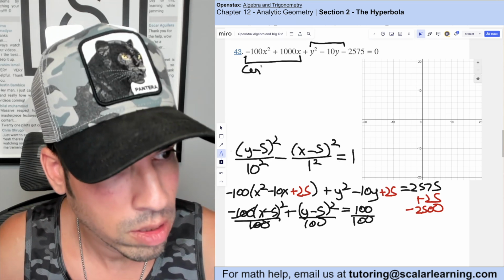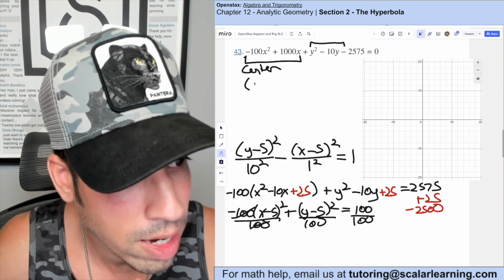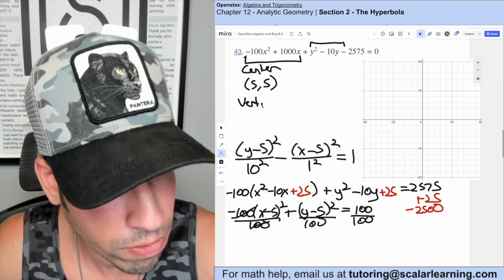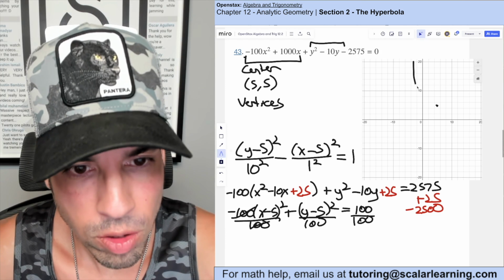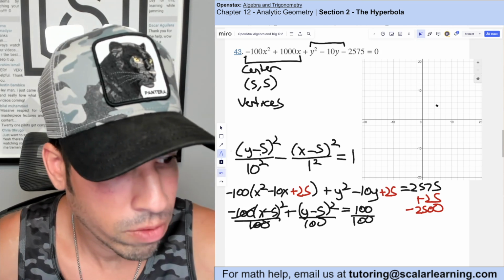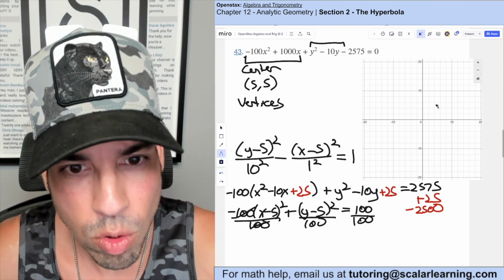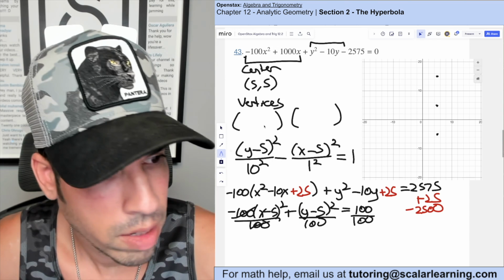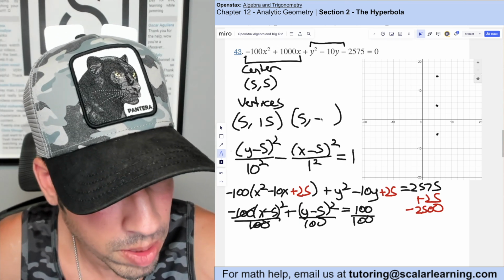Now we know what the center is, right? The center is the opposite of these two, which is just 5, 5, all right? And then the vertices, well, first, if we remember that this is at 5, 5, here's the center. And we know this is going up, down, right? The vertices are going to be above and below by this amount, meaning we're going up by 10 and also down by 10 to get vertices of 5, 15 and 5, negative 5.